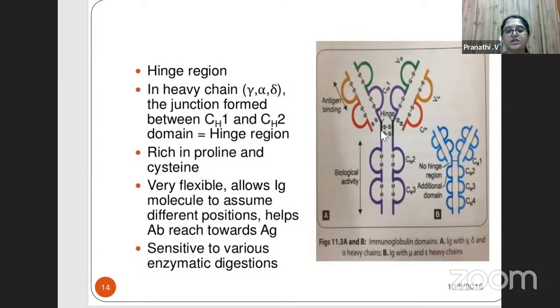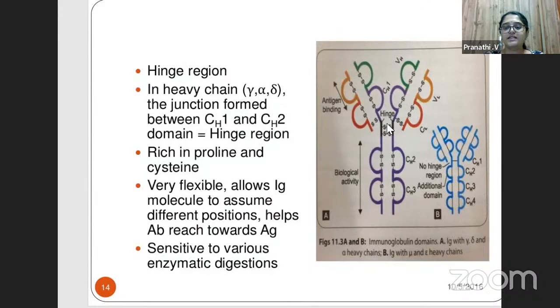In the hinge region of the heavy chains, which occurs in gamma, delta, and alpha, you have a junction between your CH1 and CH2 regions. And this is going to be rich in proline and cysteine. Cysteine is a sulfur-containing amino acid that forms disulfide bridges. So this makes it flexible in nature, so that it can assume a different position based on the kind of antigen that is present, which helps the antibody go to the antigen and bind to it.